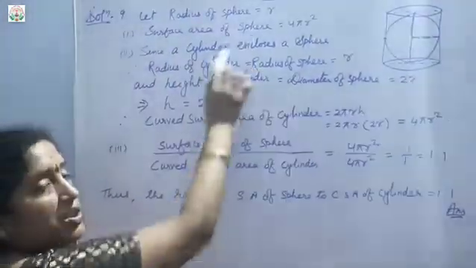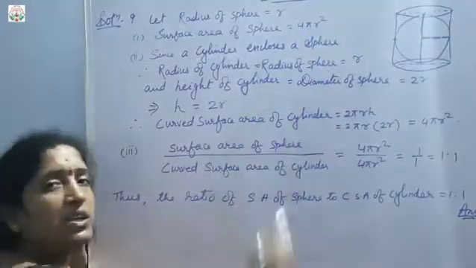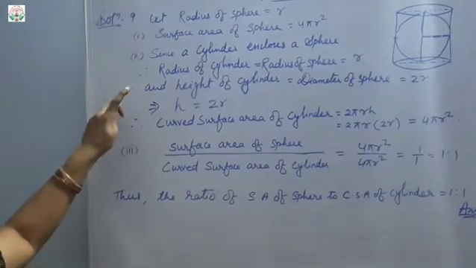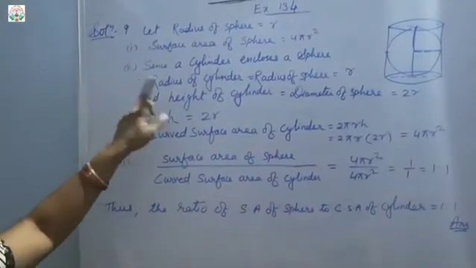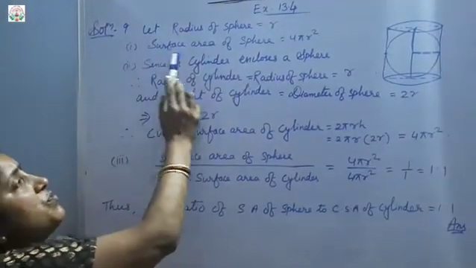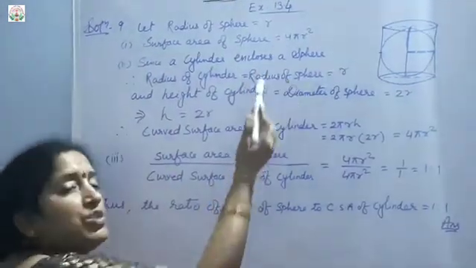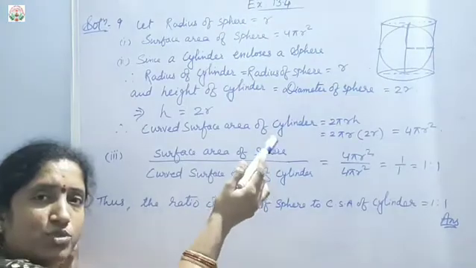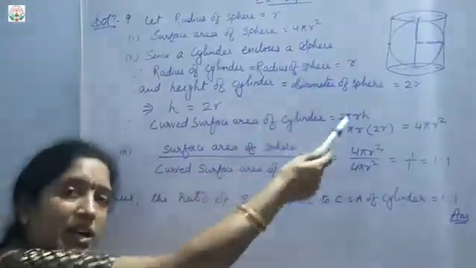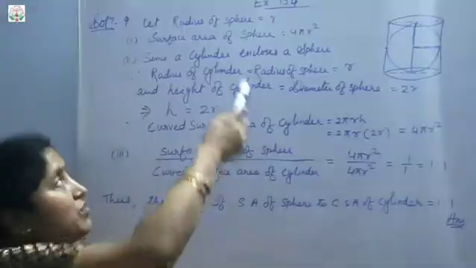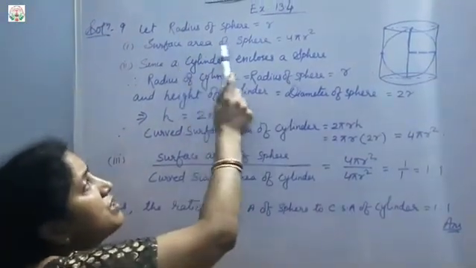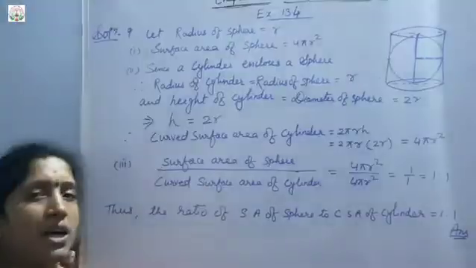Now, the first question is the surface area of the sphere. The formula we know, that will be 4 pi r square. Now, second part, what you have to find? That is the curved surface area of the cylinder. First, the surface area of the sphere equals, we know the formula, 4 pi r square. So here put the value of r as r only, because we have taken the radius as r only. So the surface area of the sphere will be 4 pi r square.